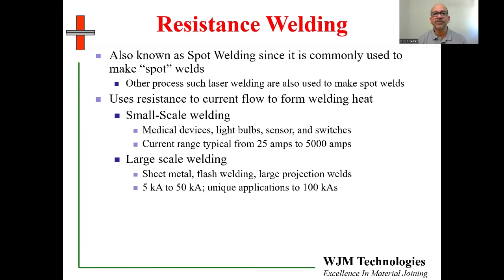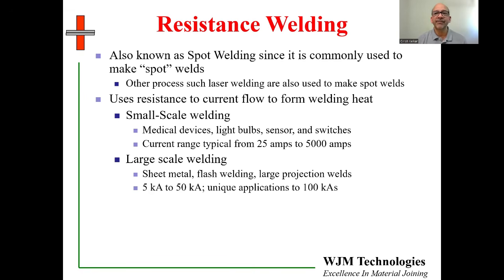Resistance welding is also known as spot welding, since it is most commonly used to make spot welds. That means individual welds at individual locations. Other processes such as laser welding, ultrasonic welding, arc welding can also be used to make spot welds, but not so commonly in all cases. So sometimes it can be a bit misleading when somebody says spot welding. You have to get a clarification if they mean resistance spot welding.